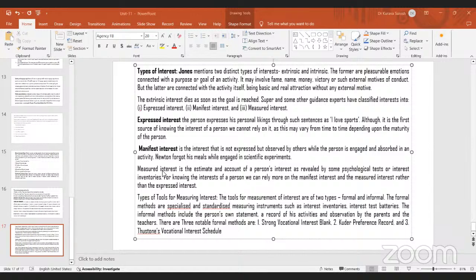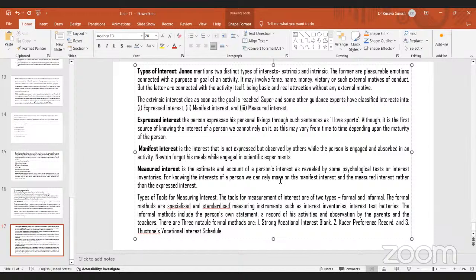Measured interest is the estimated account of the person's interest, obtained by psychological testing and interest inventories in a variety of ways. For a known interested person, one can rely more on manifested interest and measured interest rather than the expressed interest.